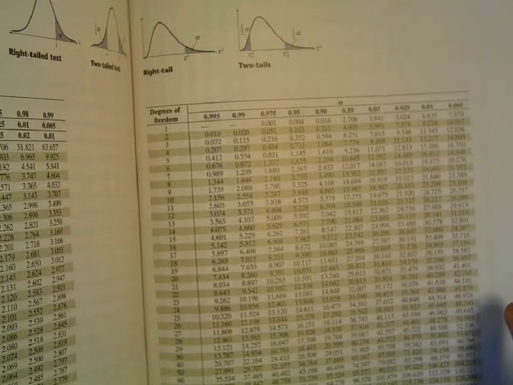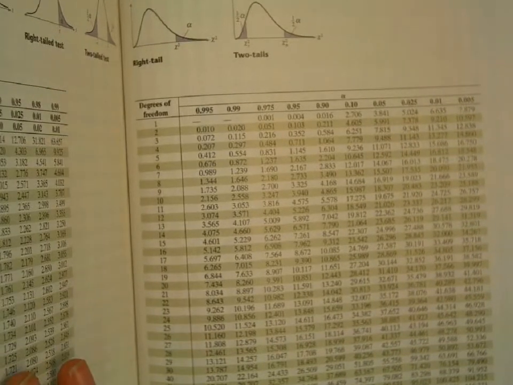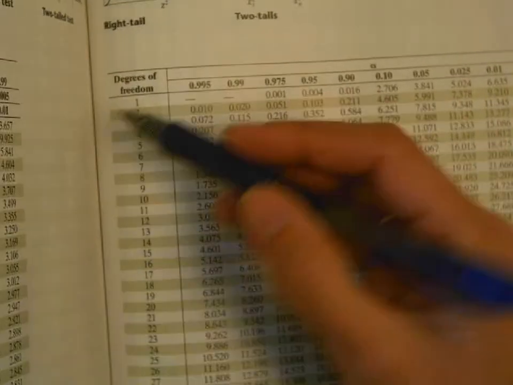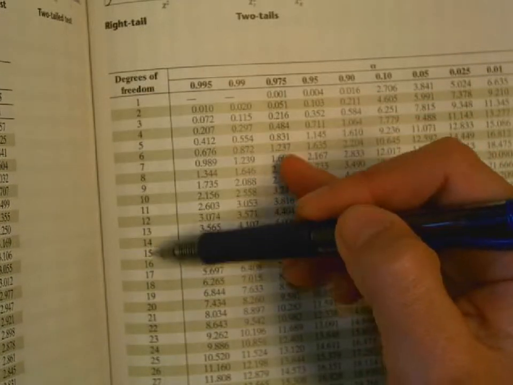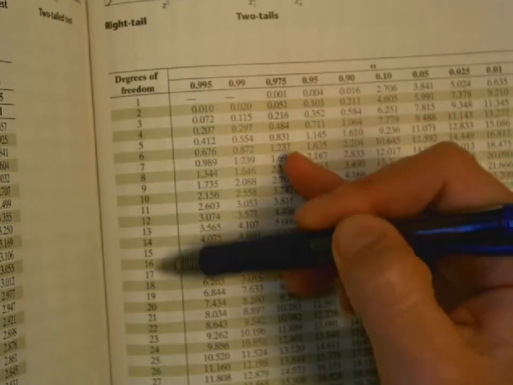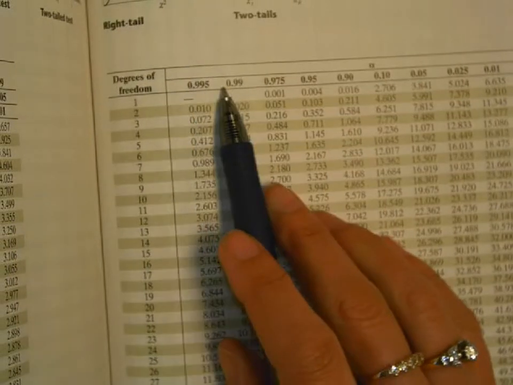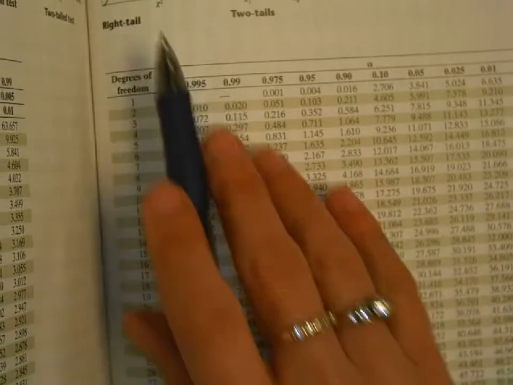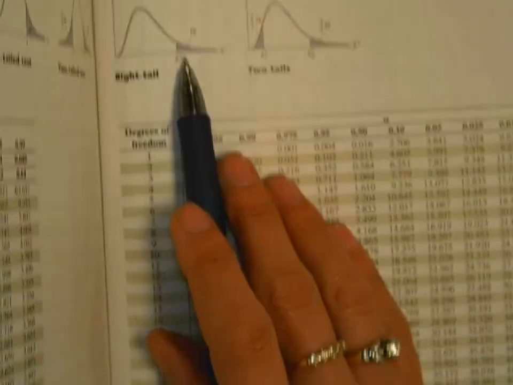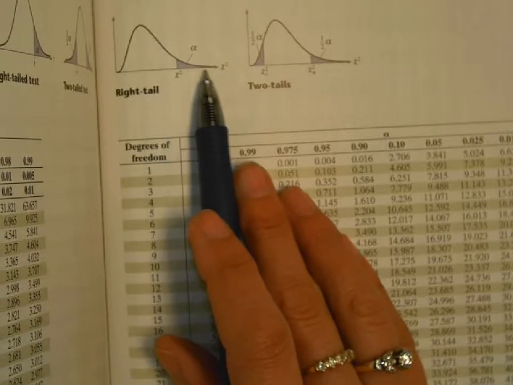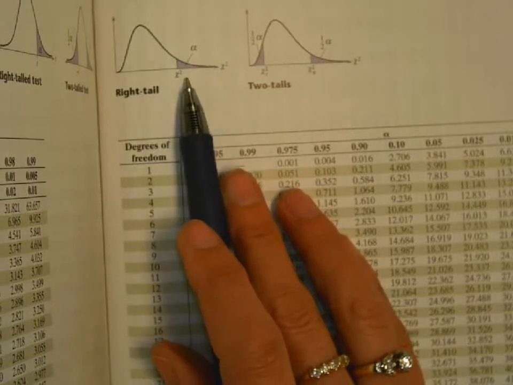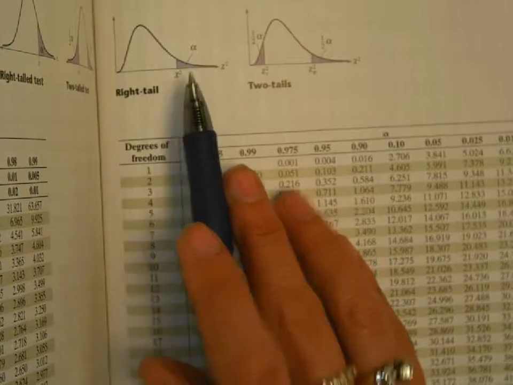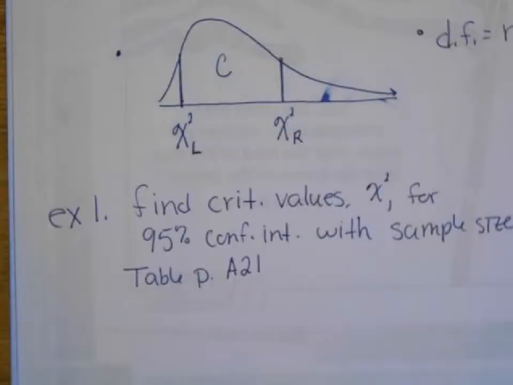Okay. So, if you take a look at the columns on your chi-square table, you've got degrees of freedom down the left, and we get degrees of freedom from sample size minus 1. And then we've got all these percentages along the top. What part do they have shaded? To the right. You're going to need to know the total area to the right of the chi-squared value.